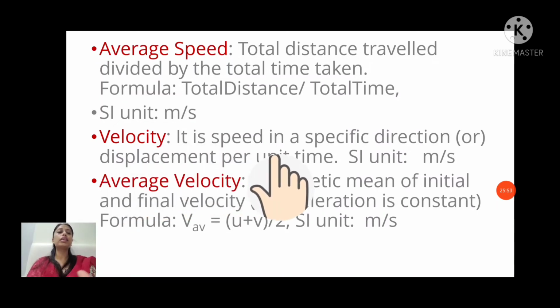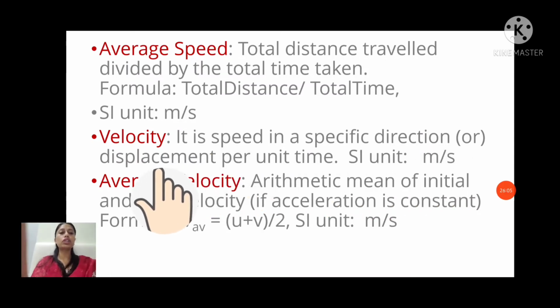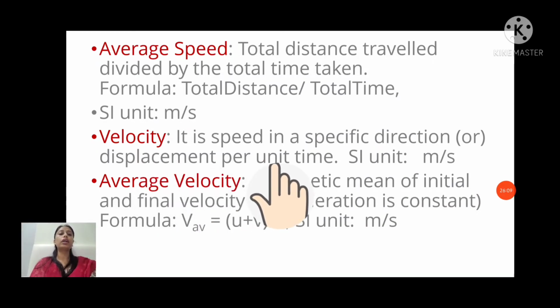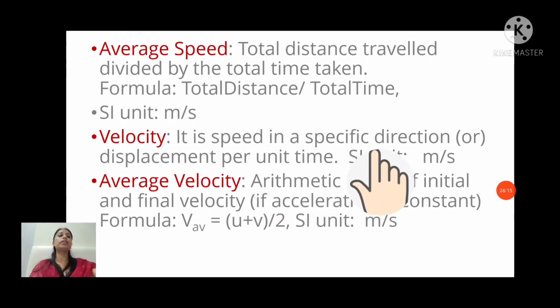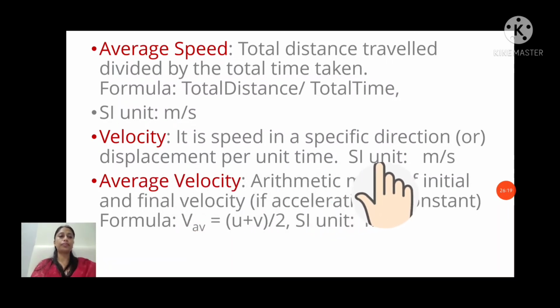Velocity is speed in a specific direction. What is velocity? It is also speed, but in a specific direction, or we can say displacement per unit time. Why? Because velocity is a vector quantity. It also gives you the direction. That is why it is speed in a specific direction, or displacement per unit time.